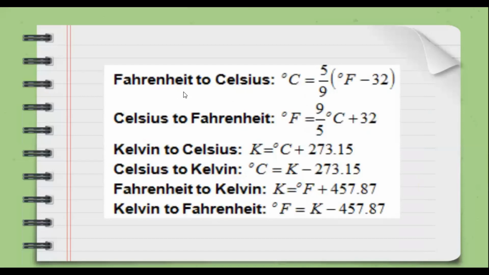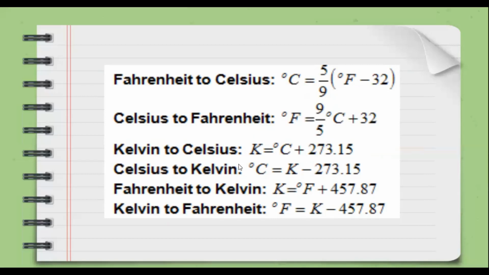So next, we also have these formulas: Fahrenheit to Celsius, Celsius to Fahrenheit, Kelvin to Celsius, Celsius to Kelvin, Fahrenheit to Kelvin, and Kelvin to Fahrenheit. For Fahrenheit to Celsius, the standard formula is degrees C is equal to 5/9 times degrees F minus 32. For degrees C to degrees F, we have degrees F is 9/5 degrees C plus 32.